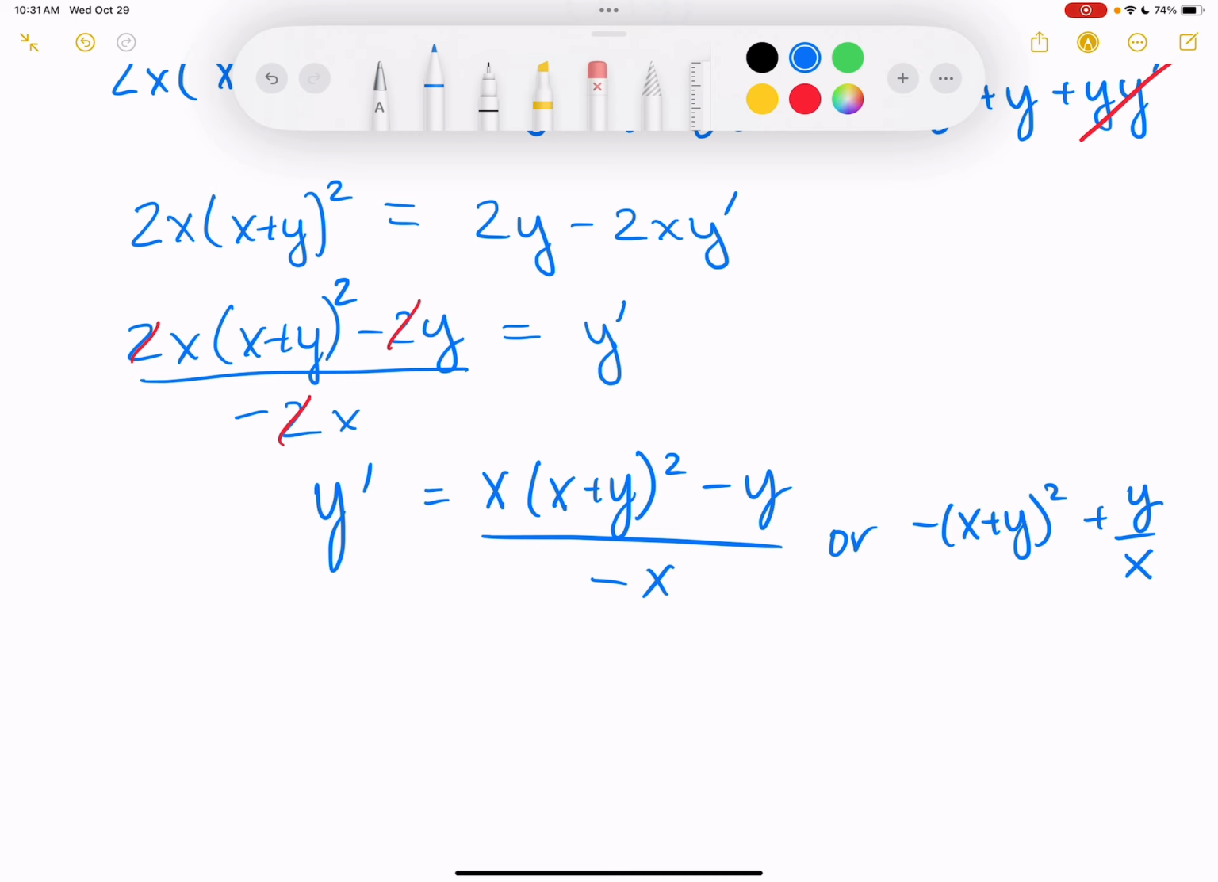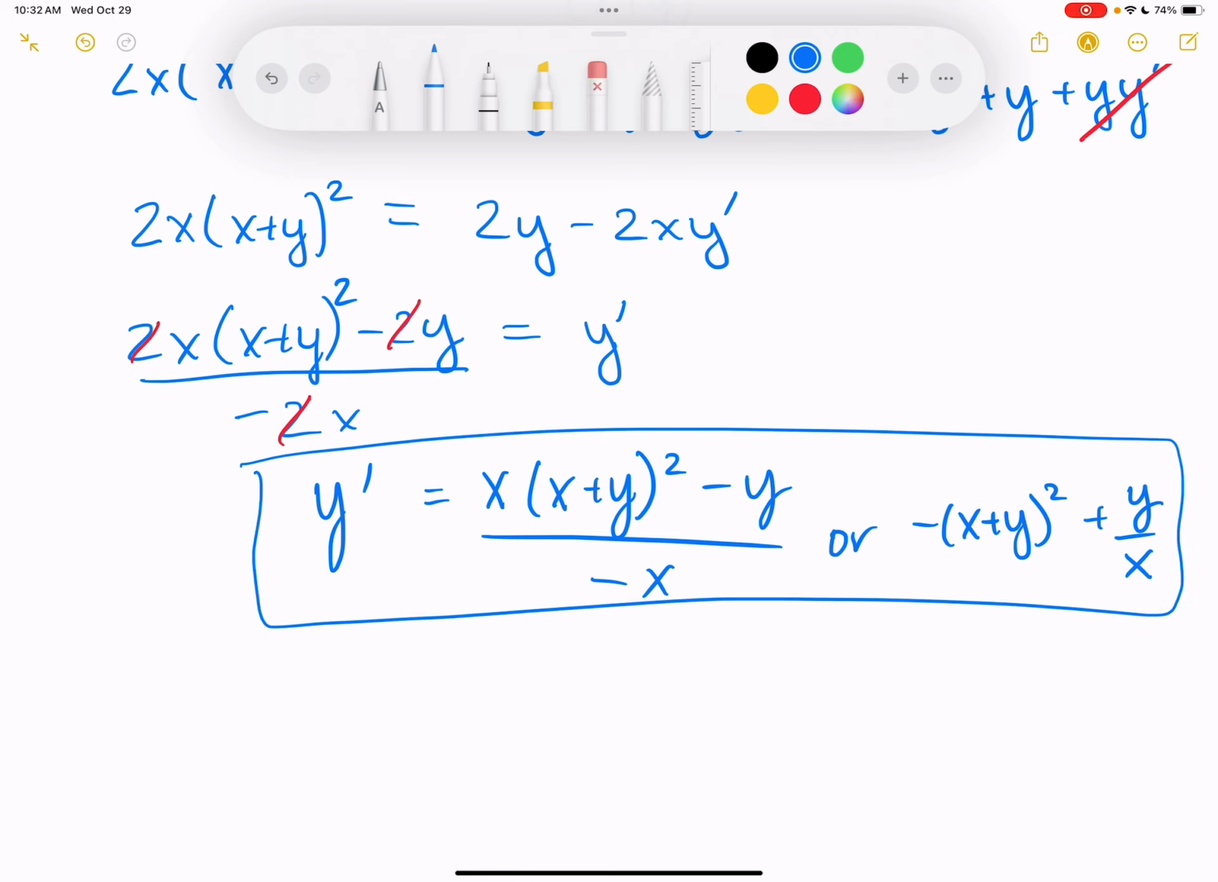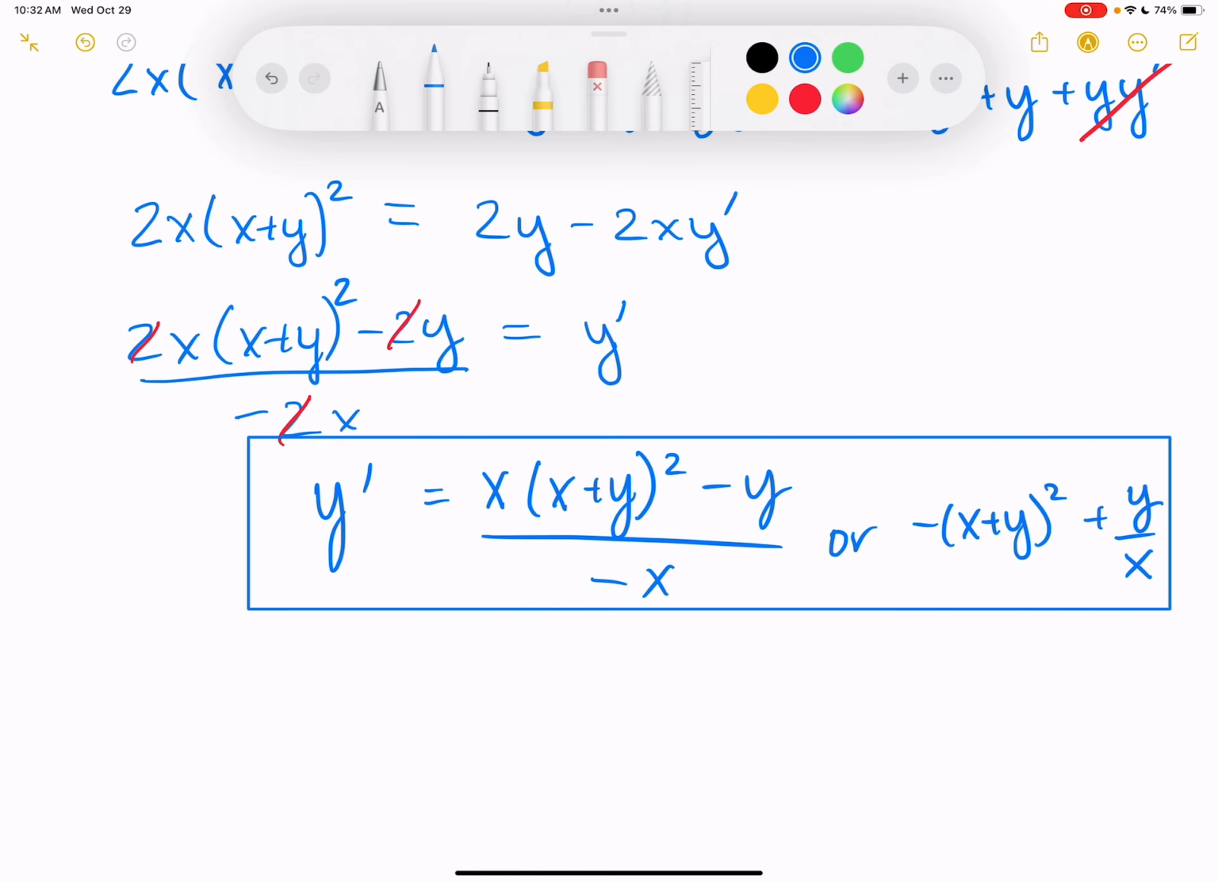Which way does the book write it? The book technically writes it this way, or they multiply everything through. I would take either of these, though. Either of those would be fine.